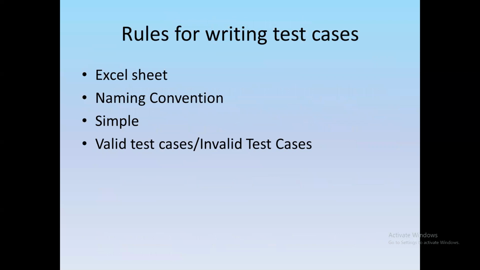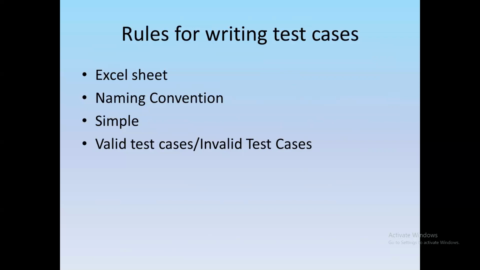Some of the basic rules for writing test cases are: the first one is the Excel sheet. Test cases are normally written in an Excel sheet, but you can also write them in Notepad or Word. But in an Excel sheet, it will be easier to understand and also to implement. Second one is the naming convention. It follows a naming convention, so we have to provide a unique ID for each test case. It is easier to understand and implement.